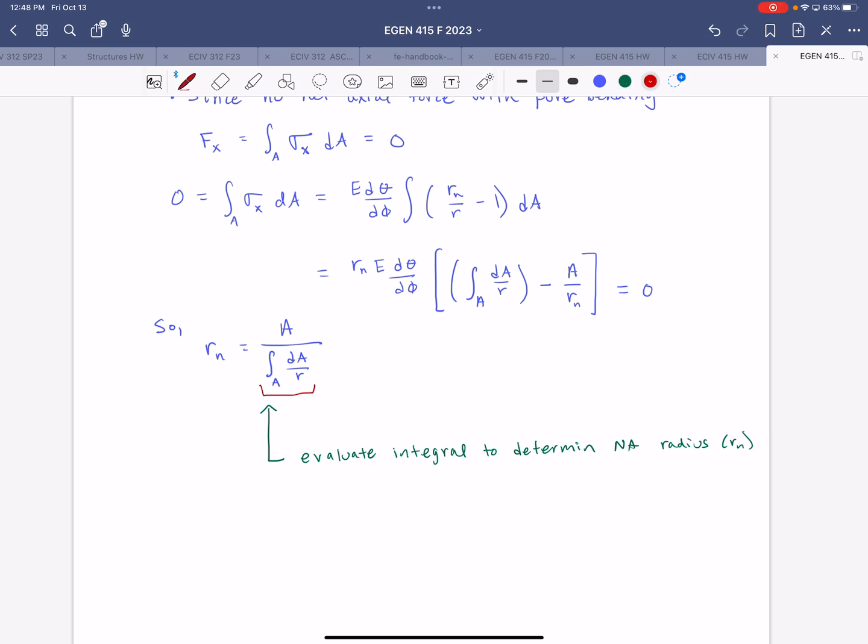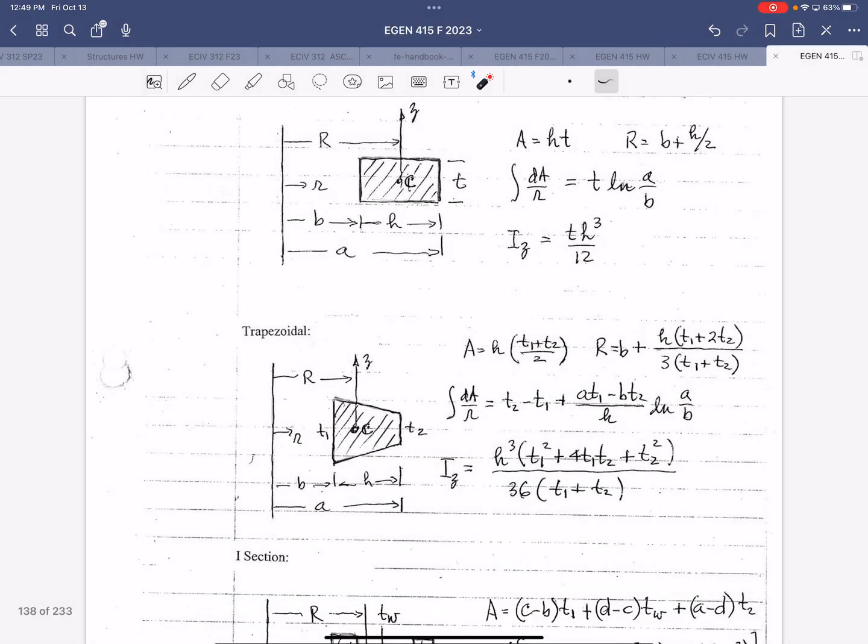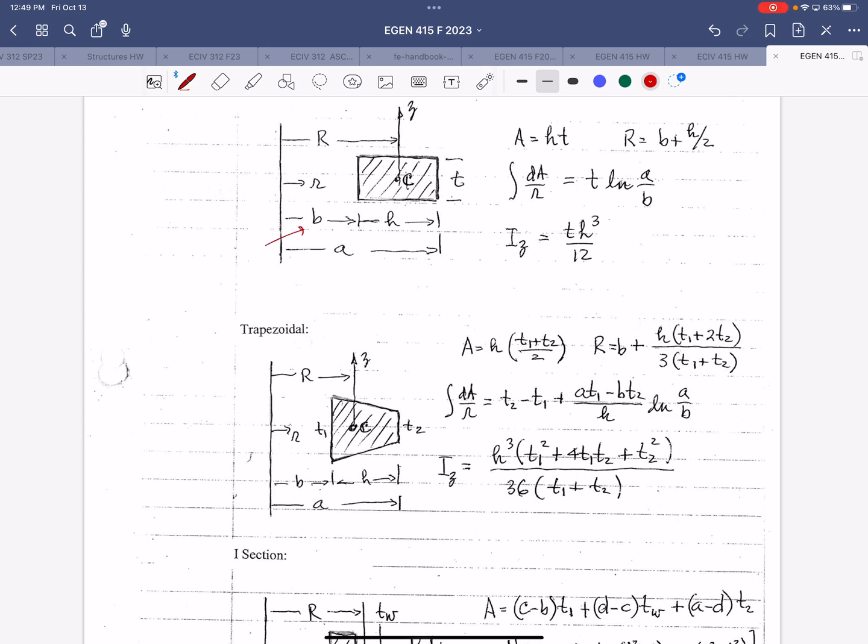And the second note I'm going to make here is for a rectangular cross-section, that evaluation is t times the natural log of RB over RA. So that's lowercase r evaluated at the lowercase b distance, which takes you to the closest edge of the cross-section. And then in the denominator, you have that a value, right? So in terms of what was showing up in that handout, that would be your RB and that would be your RA, the way I wrote it in the equation.